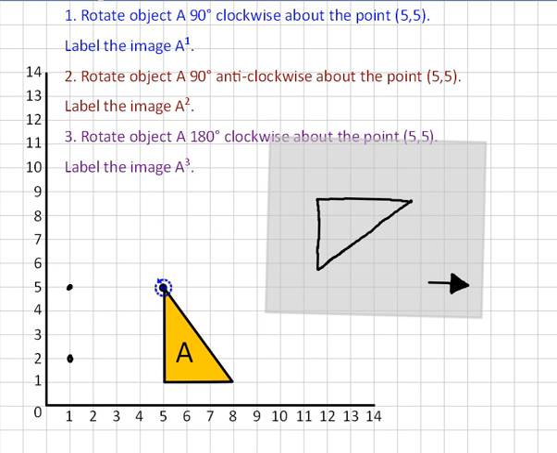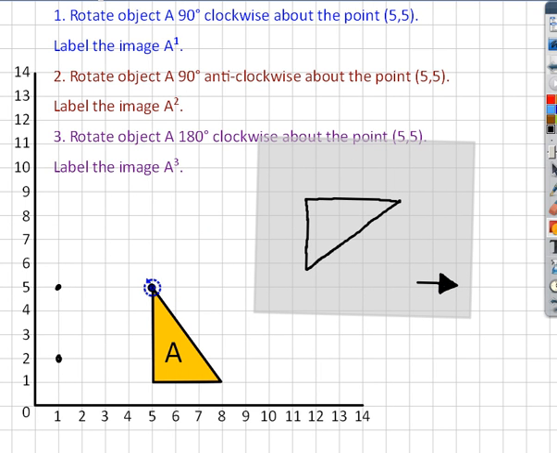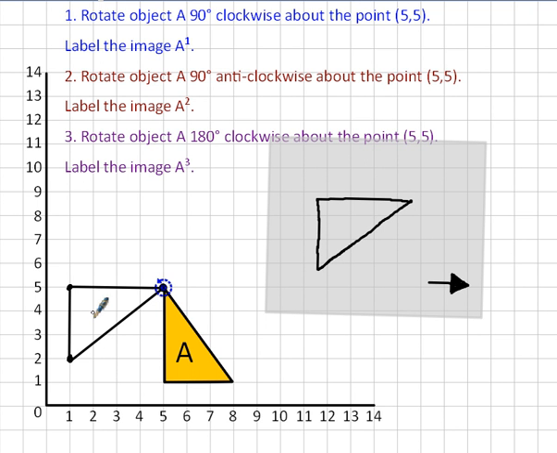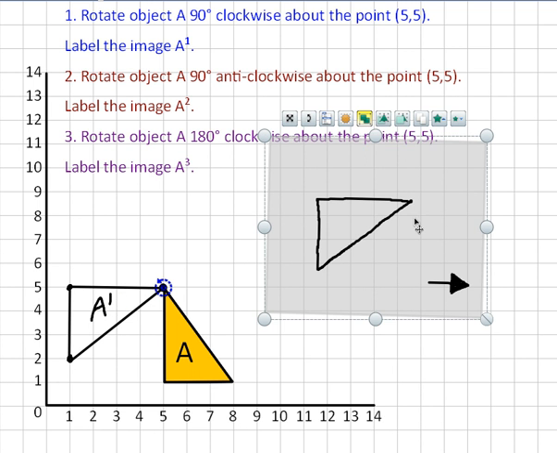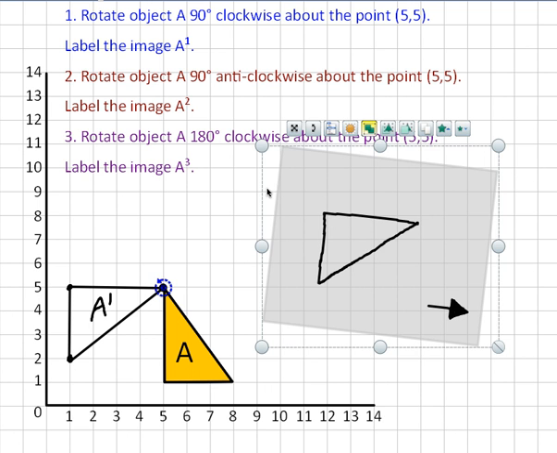So once I've done that, with a ruler and a pencil, I can join these together somehow. Yeah, like this. There we go. And label it A1. Okay. I can reuse the tracing paper again for the same shape.